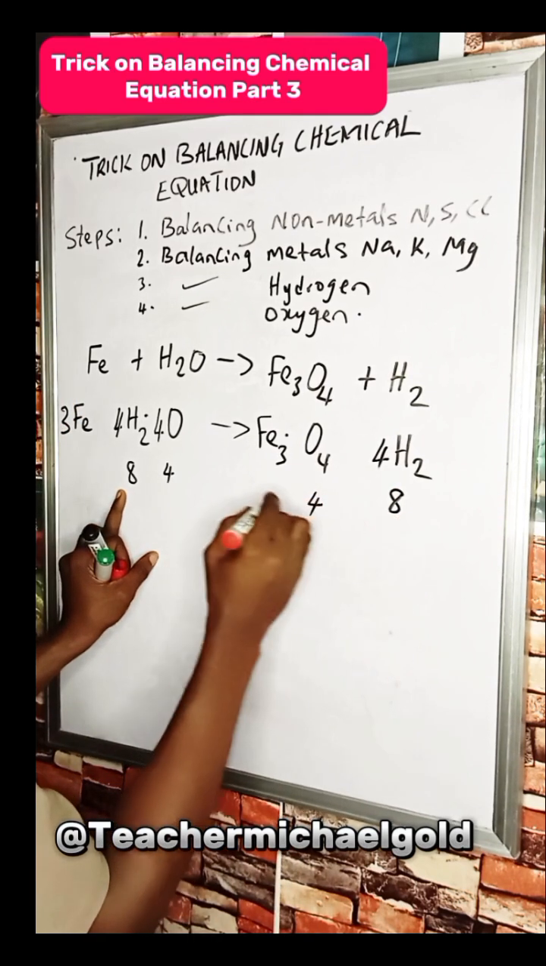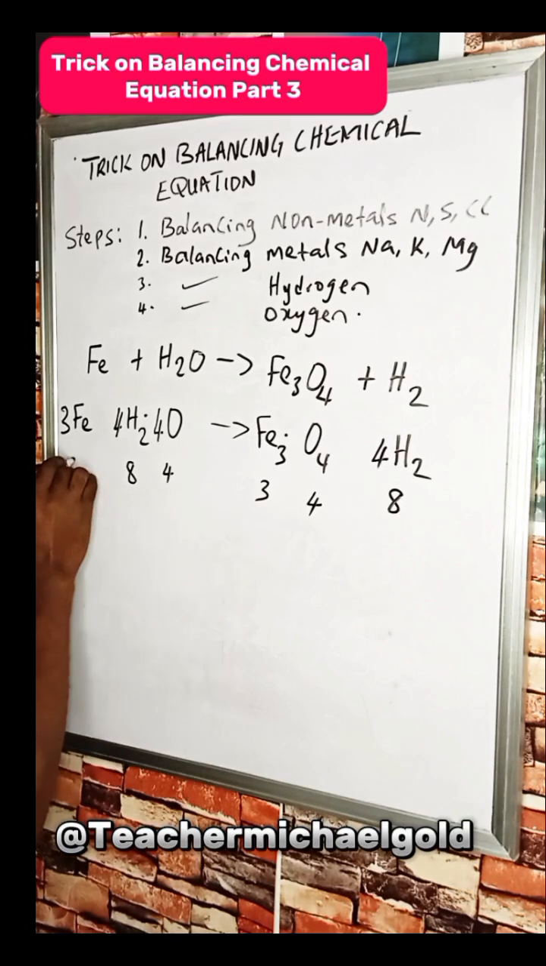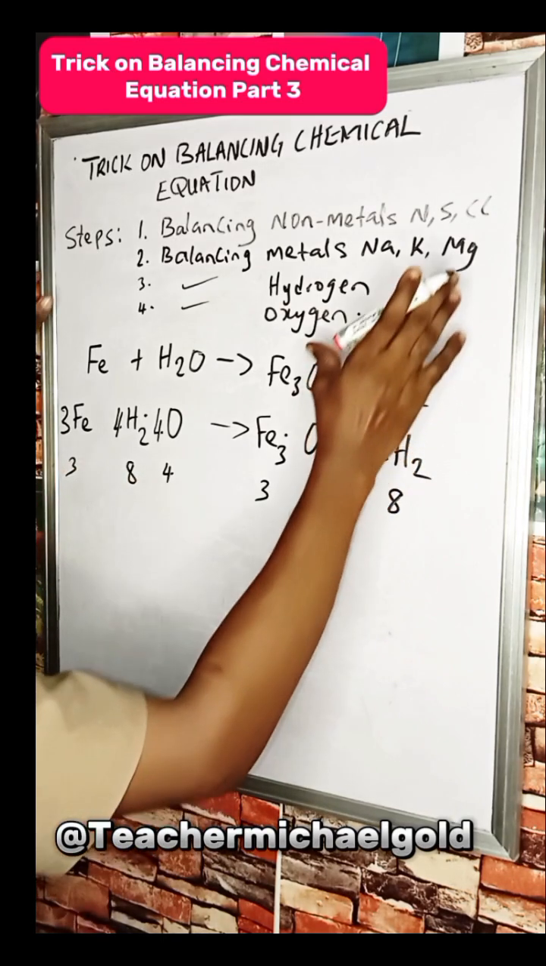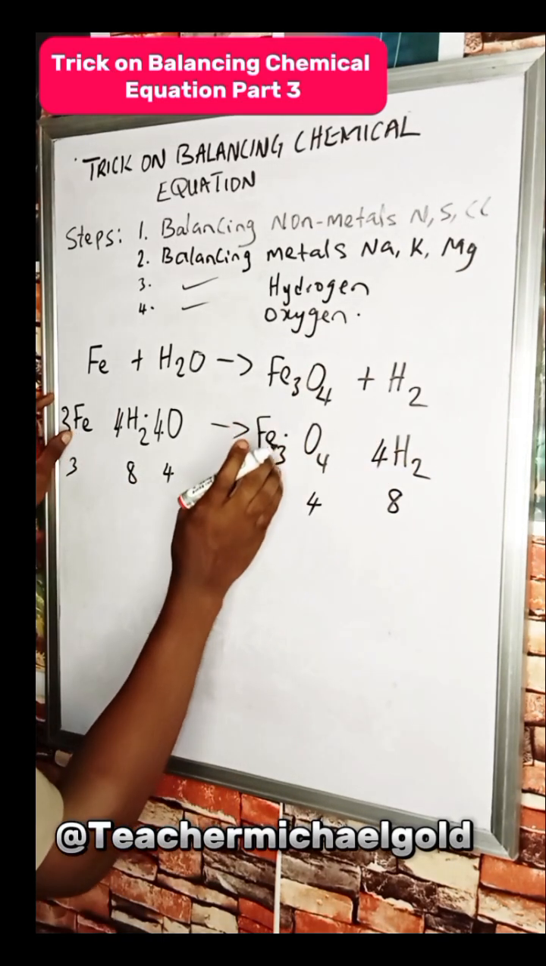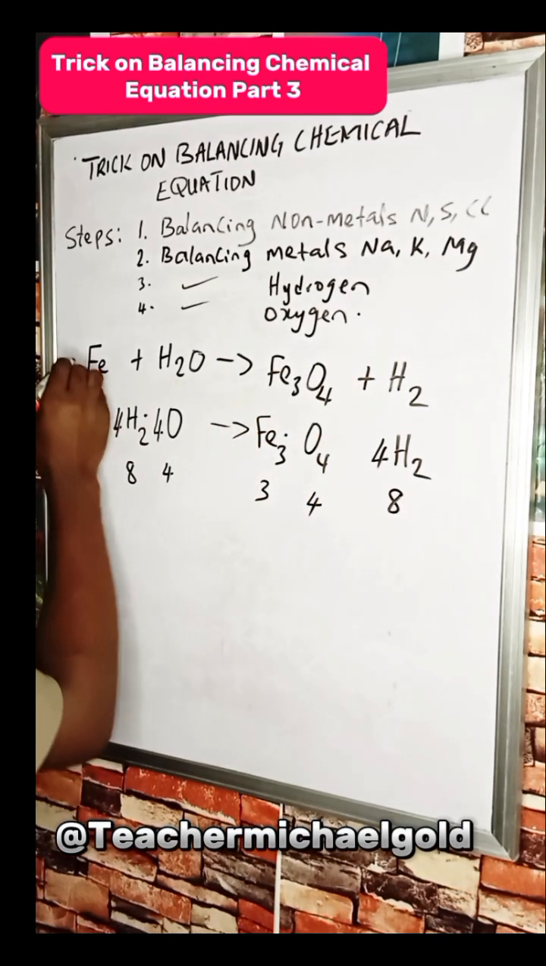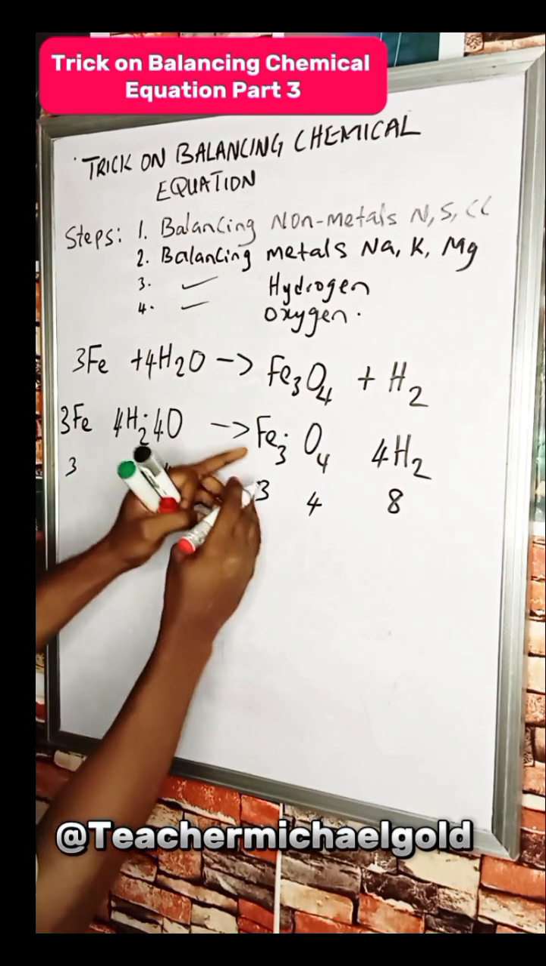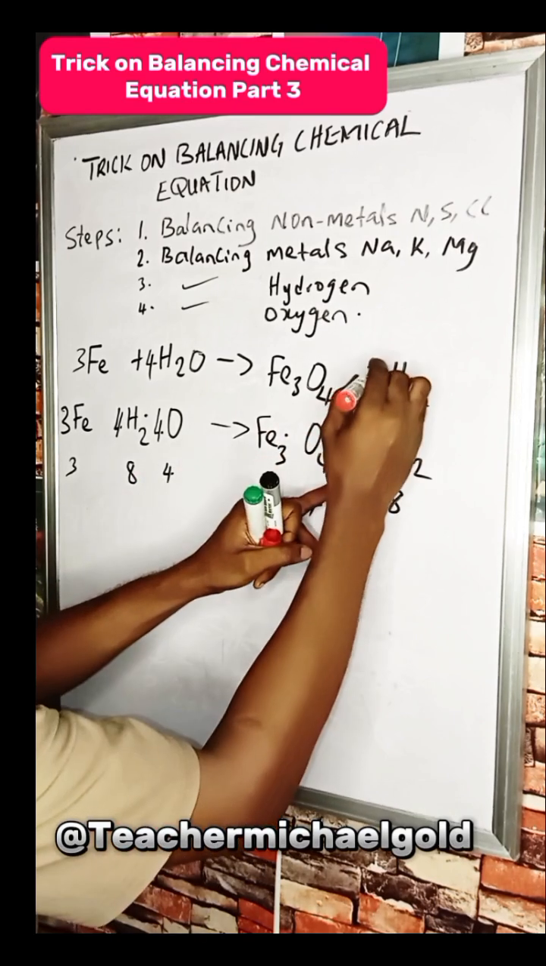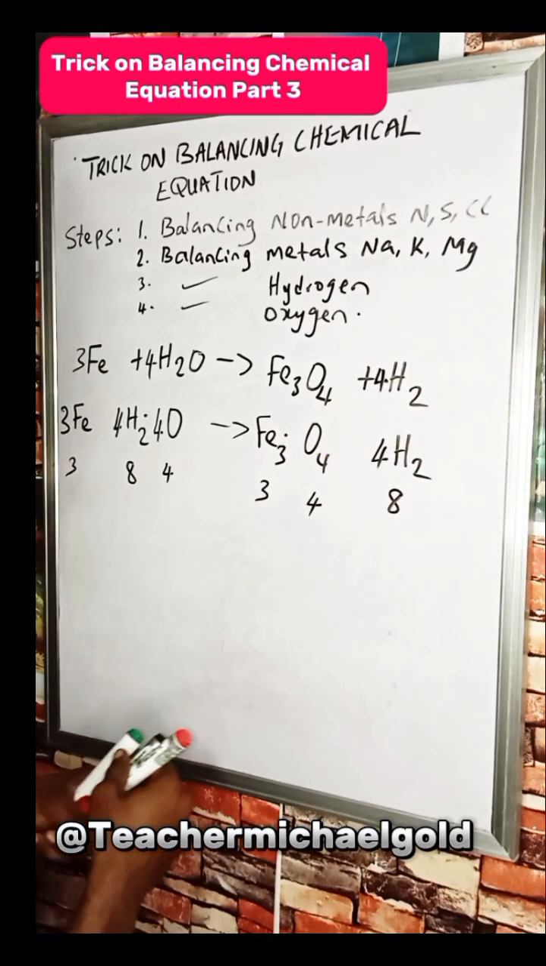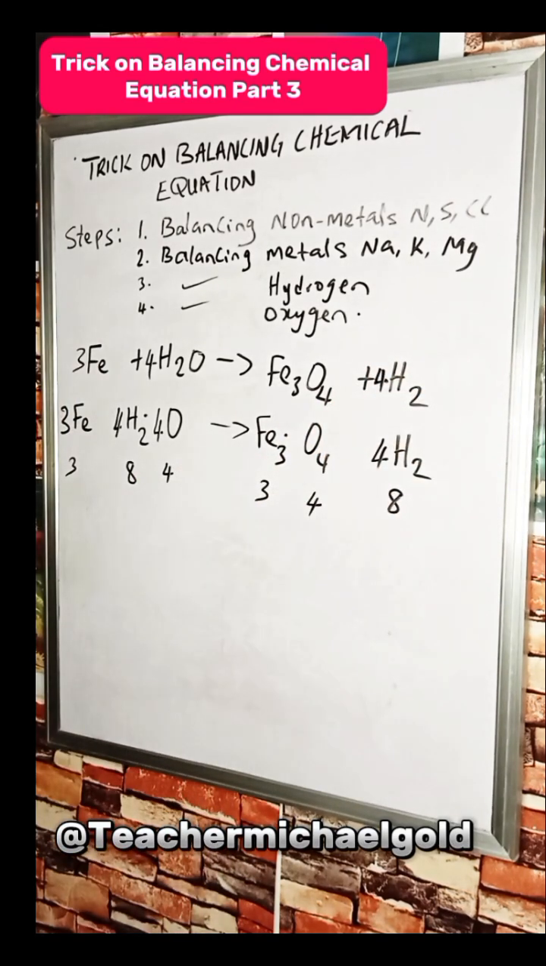So oxygen here is balanced, iron here is balanced, and hydrogen here is balanced. What you now do is transfer your number of molecules to this particular one. So here we have 3. Here we have 4. And here we have nothing. Here we have 4. So this equation is automatically balanced like this. So let's look at another one.